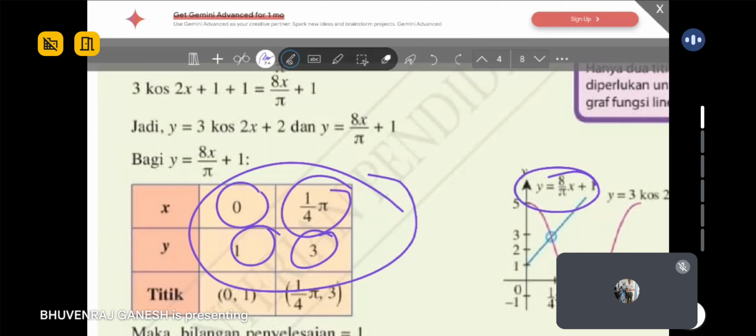Keturunan dia sama kan? It's the same gradient. So if you connect 2 points, you use ruler, kamu guna pembaris, confirm your answer is correct already. No need to plot so many points one. Tak perlu plot banyak titik.